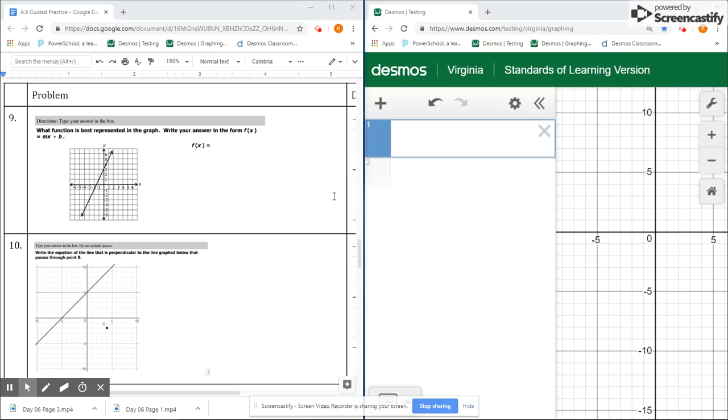All right, this is page number 3 for day 7. This is Guided Practice 8.6. We're going to go through 9, 10, 11, and 12. We'll do 9 and 10 together. You will try 11 and 12 on your own.